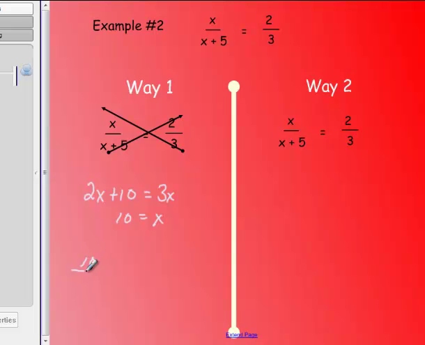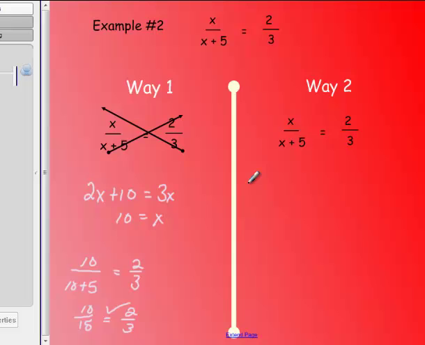I'm going to do a quick check, because it is an equation. And yes, does 10 over 15 equal 2/3? Absolutely.